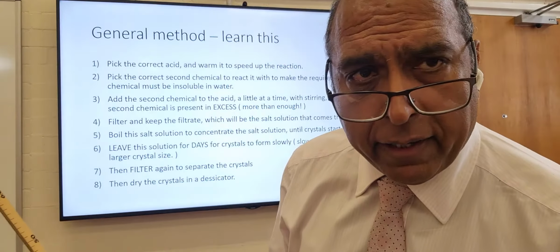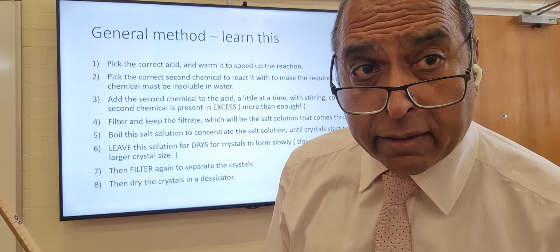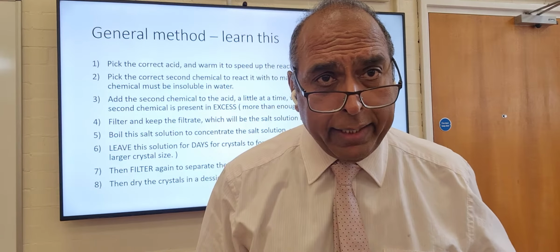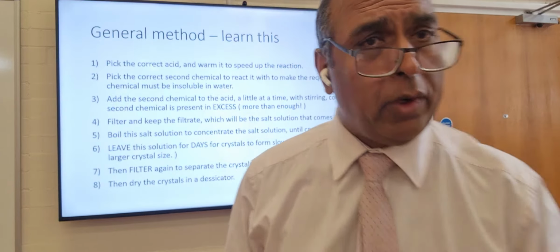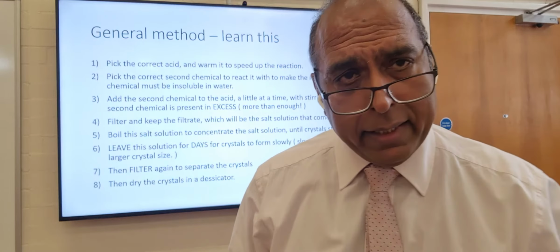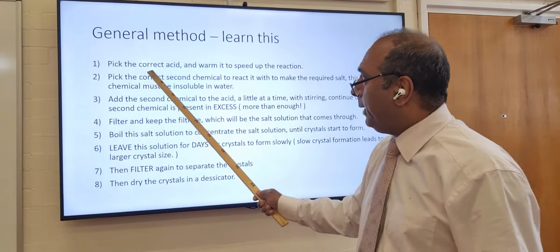Now for copper sulfate, the correct acid was sulfuric acid. But if you want to make a nitrate, use nitric acid. If you want to make a chloride, use hydrochloric acid. If you want to make an ethanoate, use ethanoic acid. It depends what salt you're trying to make. Pick the correct acid.